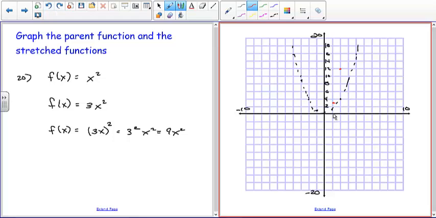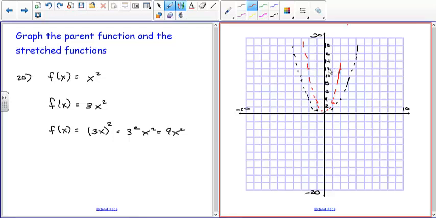Okay. So you go over 1 up 3, over 2 up 12. Over 3, 3 squared is 9, 9 times 3 is 27. So that's way up here. So you quickly run out of space. And the same thing applies here. You're going to have 3 and 12. And the other one's off scale.